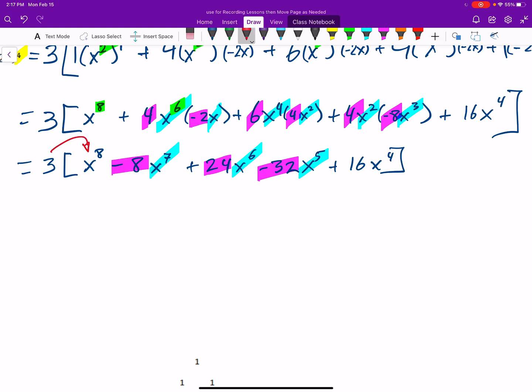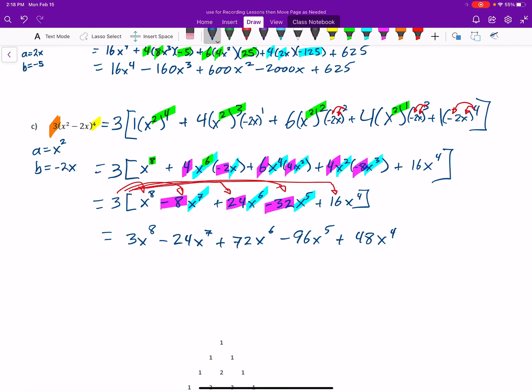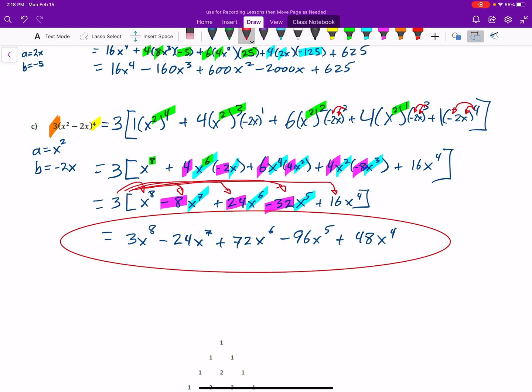I have to multiply 3 times each one of these numbers here so that I can take these brackets off. So I end up with 3x to the 8 minus 24x to the 7 plus 72x to the 6 minus 96x to the 5 plus 48x to the 4. And that was a lot of work, I'm not going to lie. But it was a heck of a lot less work than if I'd tried to do an expansion on it just using FOIL and polynomial multiplication.